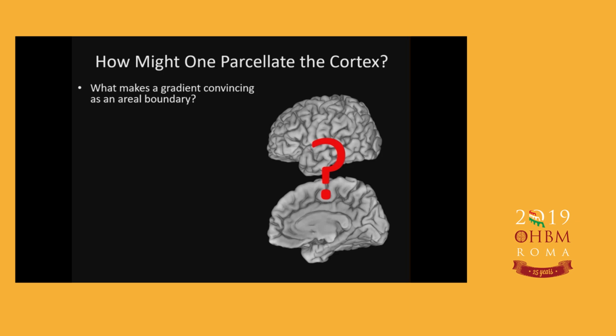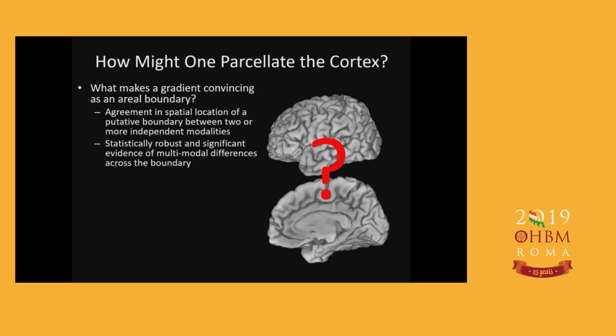So what makes a gradient convincing as an areal boundary? Well, if we've got agreement in spatial location of a particular boundary in 2 or more independent modalities, that's really the strongest evidence to me that you have a real boundary there. Also, it's important to have statistically robust and significant evidence of multimodal differences across the boundary in more than one modality.